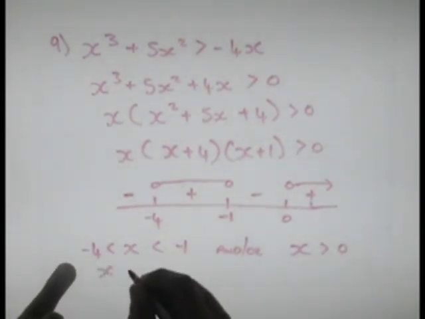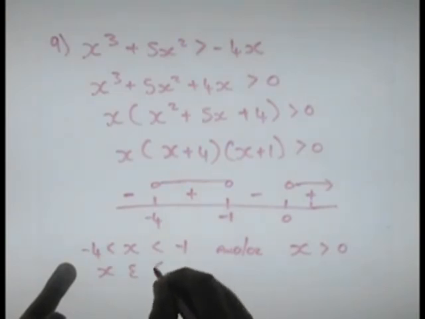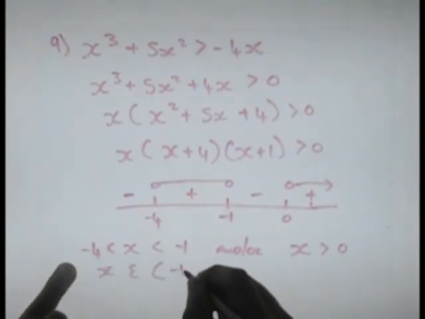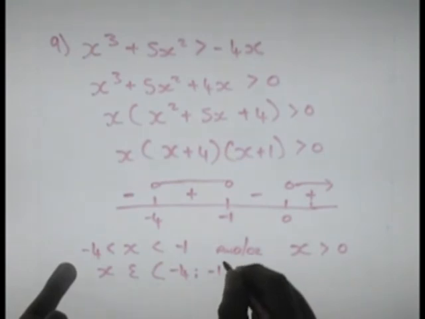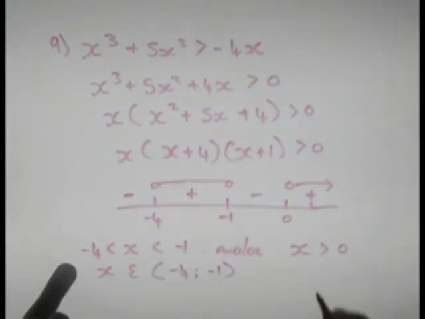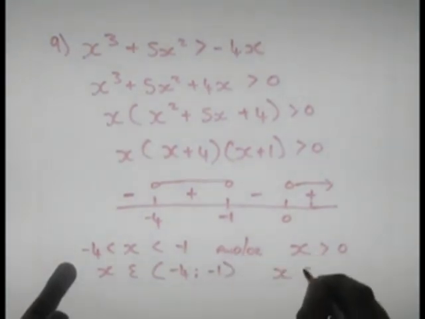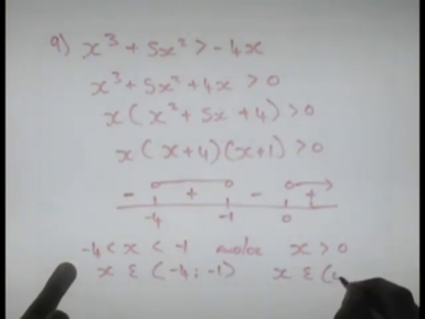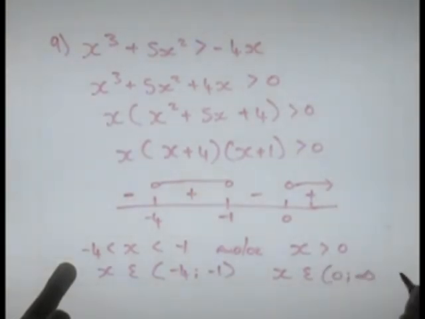Again, the notation can change. x is an element of round bracket, we're not including -4, all the way up to -1, round bracket, not including. And for this one here, x is an element of round bracket, not including 0, all the way up to positive infinity, round bracket.